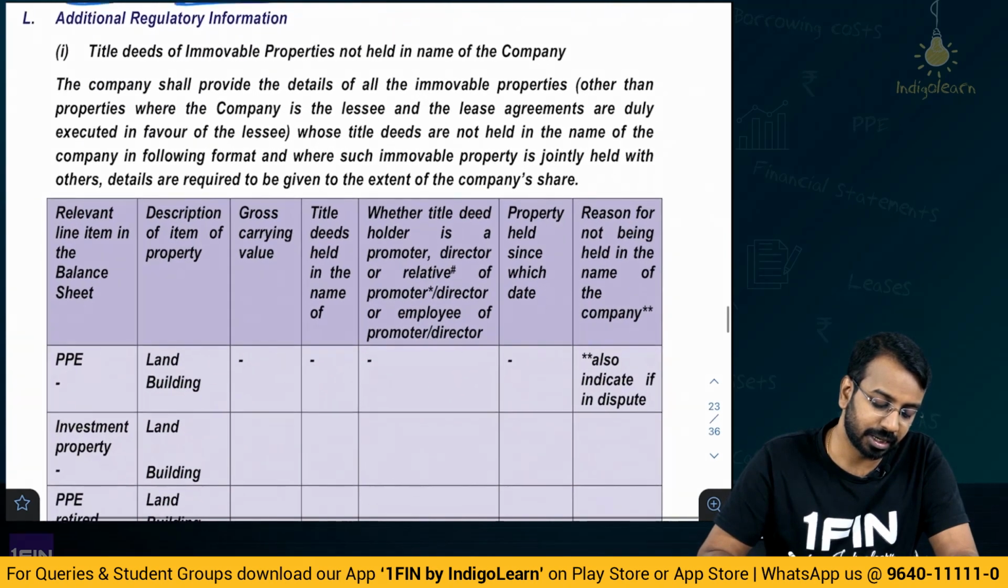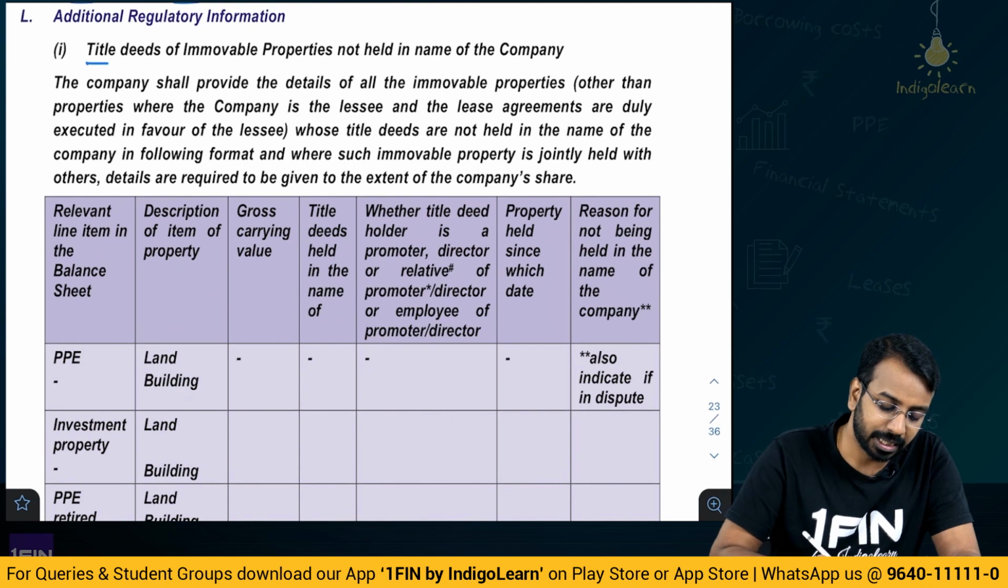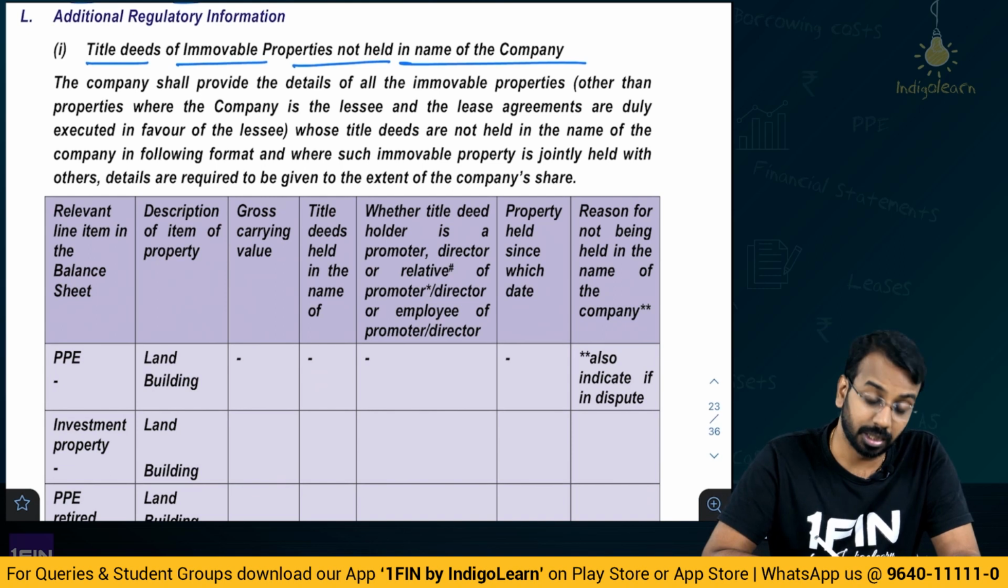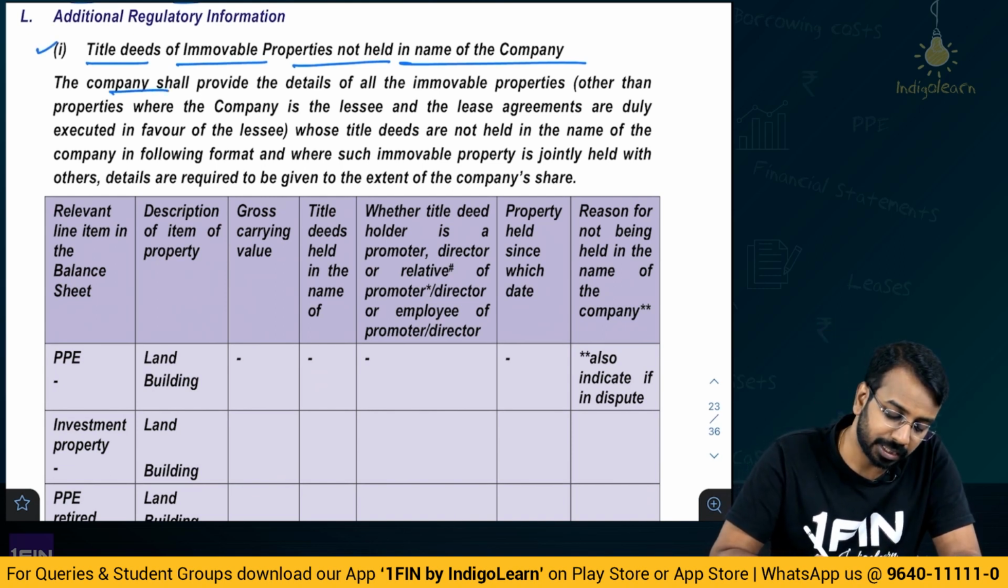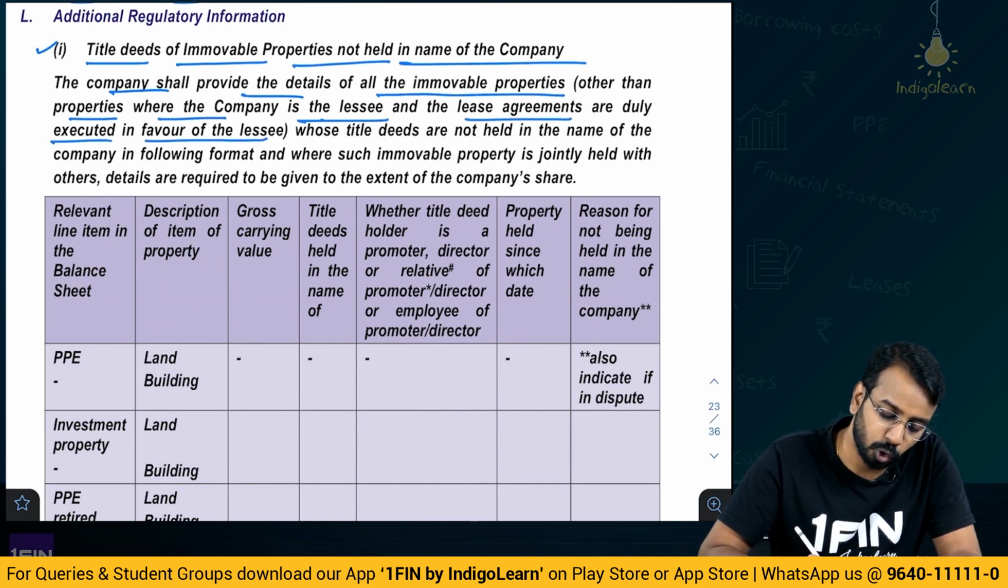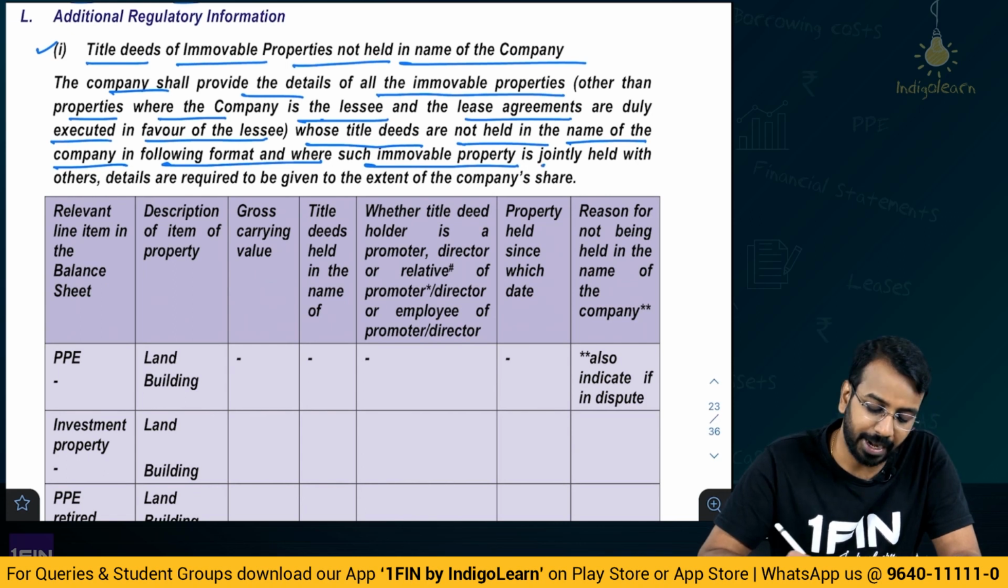Then, there is some additional regulatory information. 1. Title deeds of immovable properties not held in the name of the company. Here this is more to do with Benami transactions, if at all there are any. The company shall provide the details of all immovable properties, other than properties where the company is the lessee and the lease agreements are duly executed in favor of the lessee, whose title deeds are not held in the name of the company, in the following format. Where such immovable property is jointly held with others, details are required to be given to the extent of the company's share.